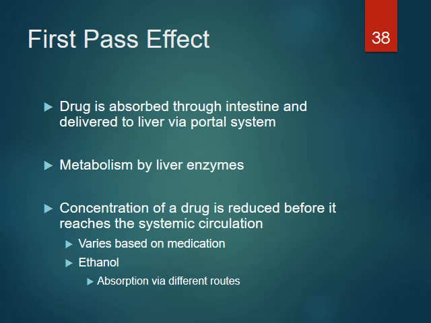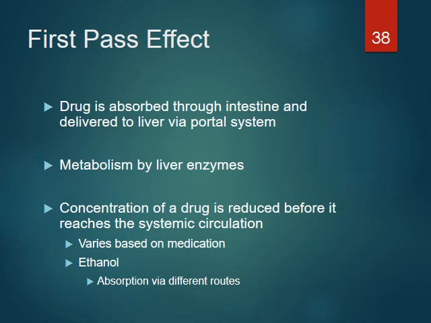So we've mentioned this before, but there's this concept of a first pass effect, where a certain proportion of drugs that are being absorbed through the GI tract will end up paying this liver tax, essentially, where a certain proportion of it will be metabolized by the liver before it gets introduced into the central circulation. And again, this metabolism is occurring via these liver enzymes. In a lot of cases, the concentration of the drug will be reduced to some degree before it reaches the systemic circulation. It's really going to vary based on the medication you're dealing with.